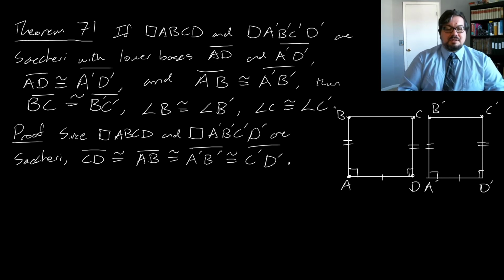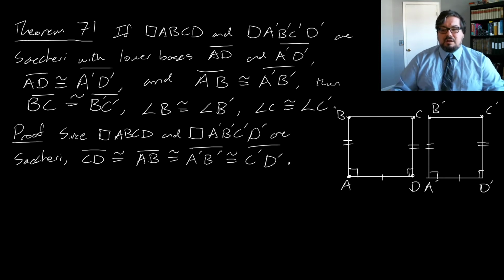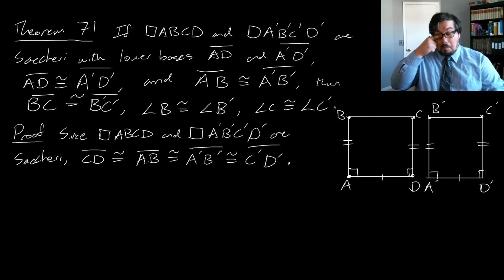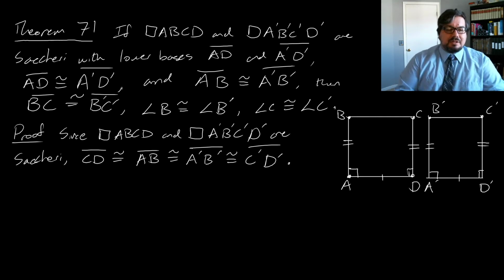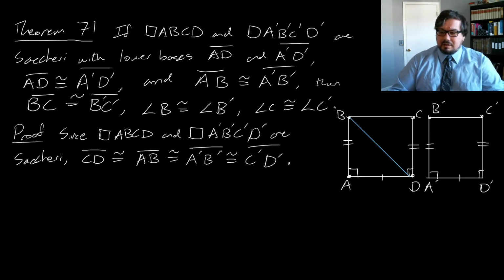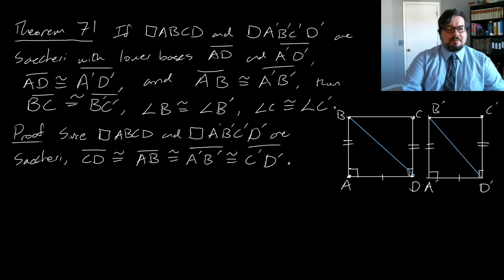So that gives us part of what we're going to use here. So now we want to get up to talking about BC and B prime C prime. So what we want to do is construct a couple of triangles here. Let's see what happens when we construct the triangle by connecting B to D and B prime to D prime.